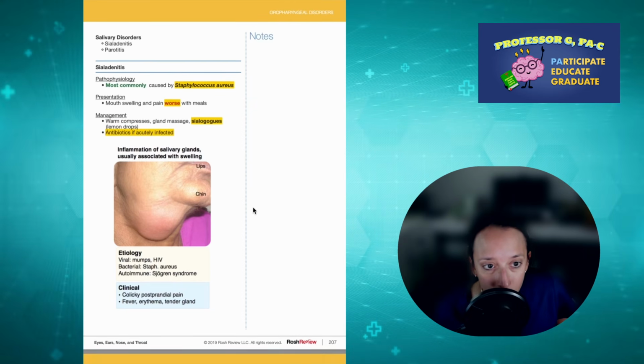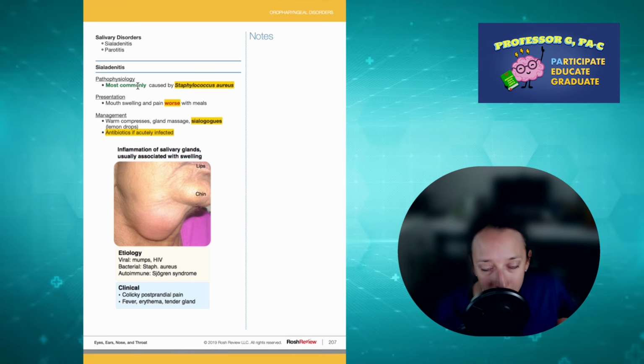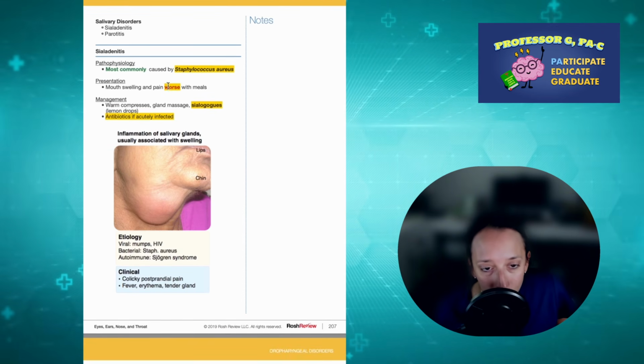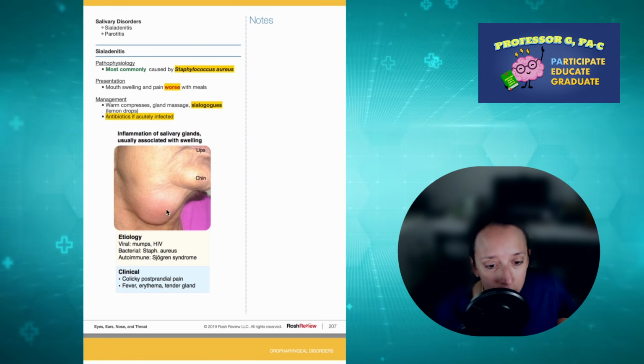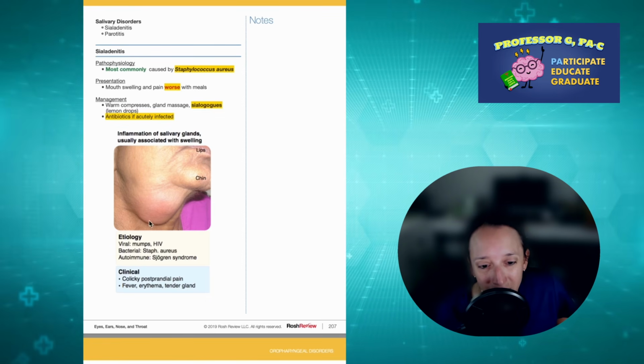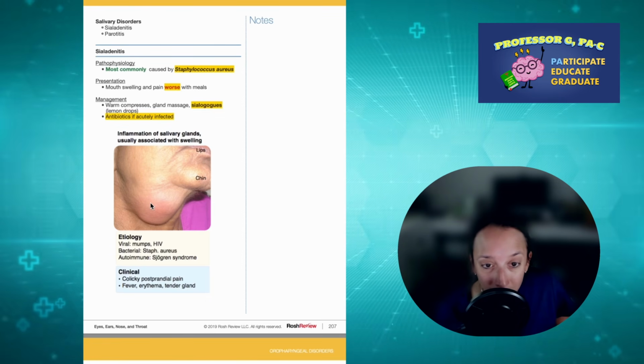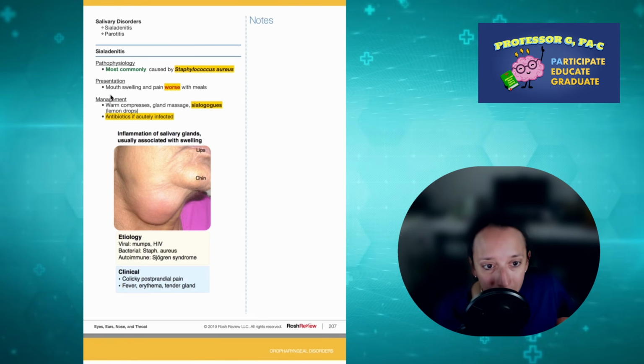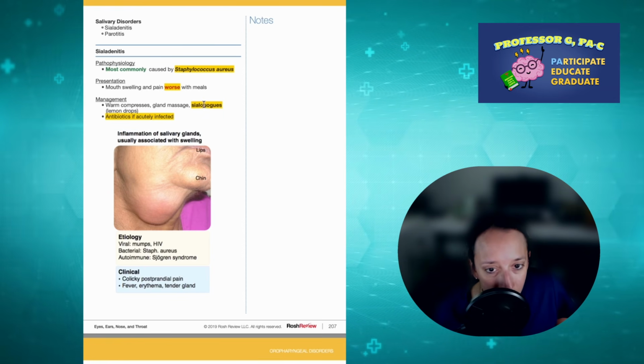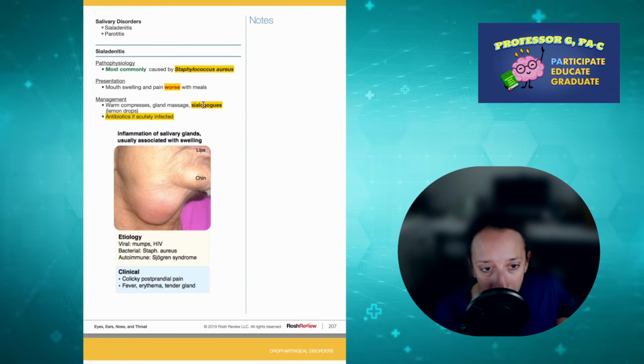Salivary disorders. So sialadenitis is an infection of a salivary gland, most commonly caused by staph. We get the mouth swelling and the pain is worse with meals because usually when the salivary glands have to start working is when we're starting to eat. So we'll do warm compresses, gland massage, sialagogues, which are like lemon drops or sour candies. And if it's acutely infected, we'll give antibiotics.